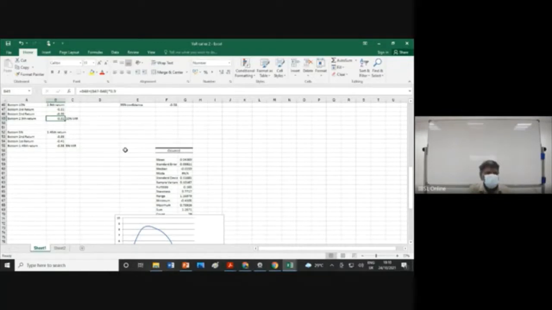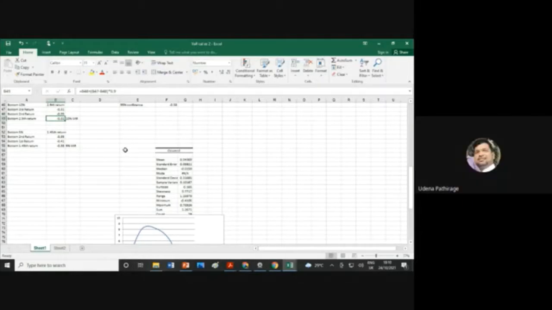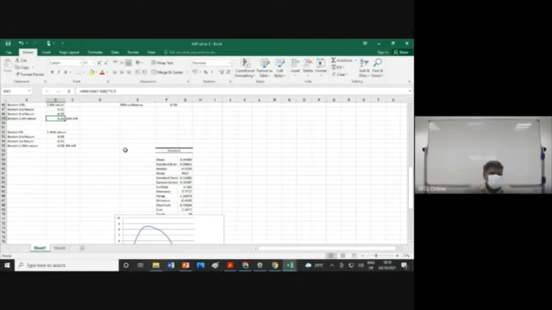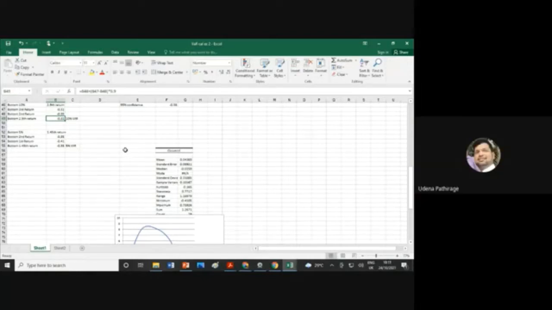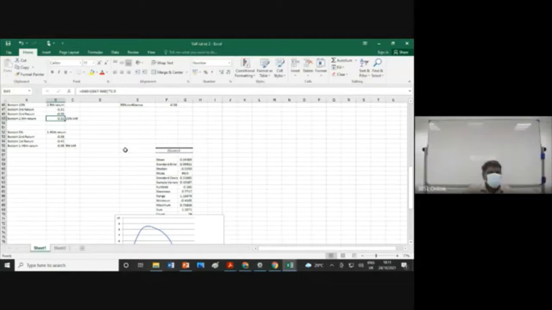Right? So if you want to compute, so what is it into 0.9? How does it come? It's into 0.9 now. How does it come? 0.9 is 10% of 29.